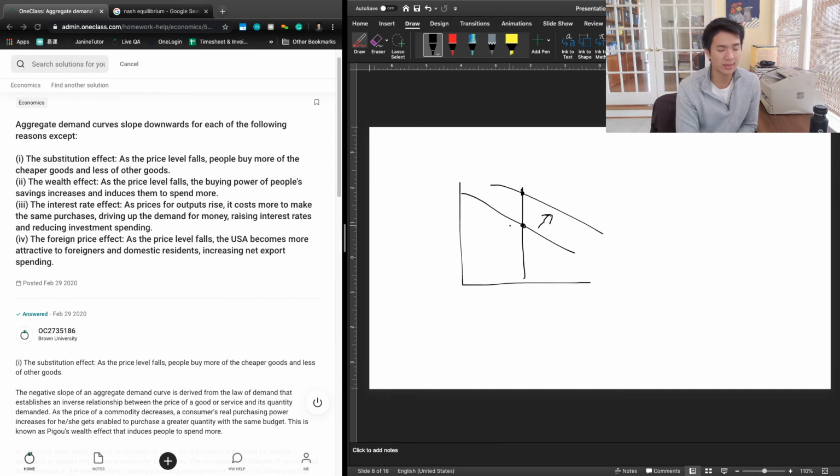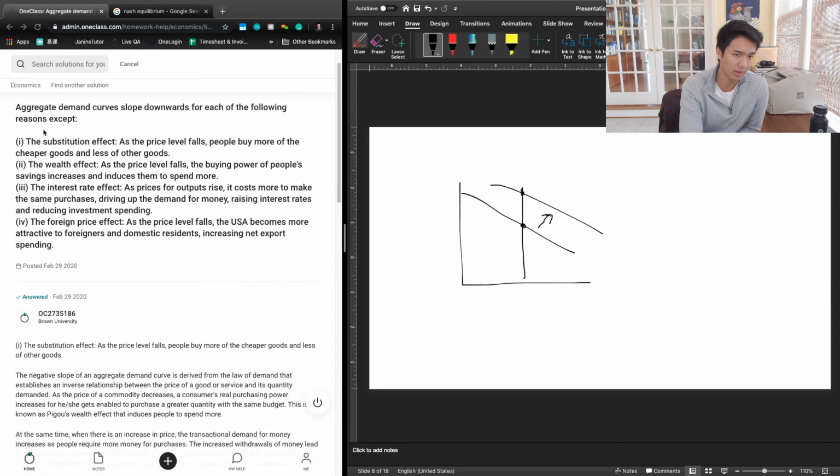And so the only thing we see here that is not actually an explanation is the substitution effect, and this rationale also doesn't even make sense: that as price level falls, people buy more cheap goods and less other goods. The aggregate demand curve is a summation of spending on all goods, and so substituting from more expensive goods to cheap goods is not going to affect overall spending levels. So again, substitution effect is not going to be one of those good answer choices for this question, and so that's going to be the right answer here.